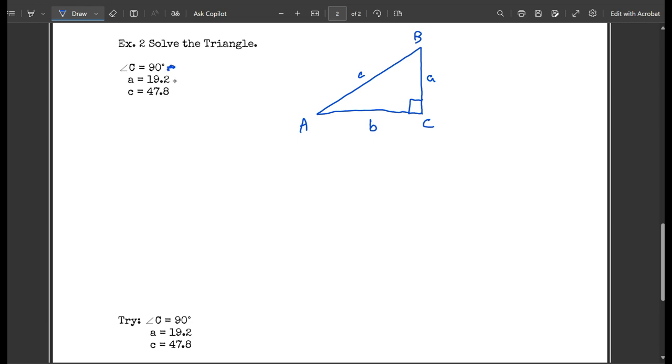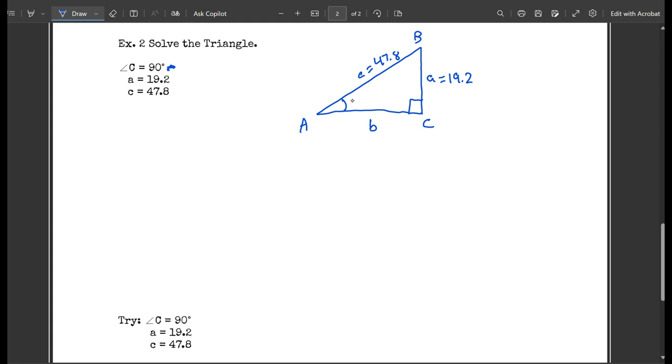If we look at the information they've given us, we already knew that the angle is going to be 90 degrees. A is 19.2. C, the hypotenuse, is 47.8. Let's start by finding angle A.